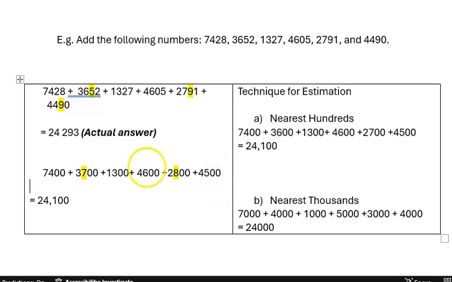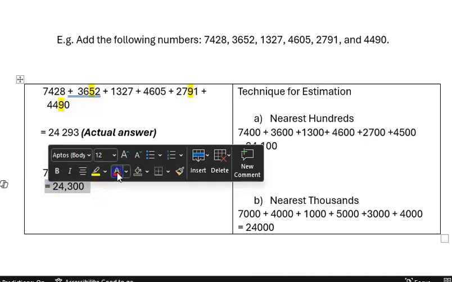So let's re-add and see if rounding up would have landed us at a closer value to what the answer should have been. 7,400, and I'm doing this real time while doing the recording, right? 2,800 plus 4,500, and my answer is 2,400 if we round up. Okay, so we would have exceeded what the answer would have been.